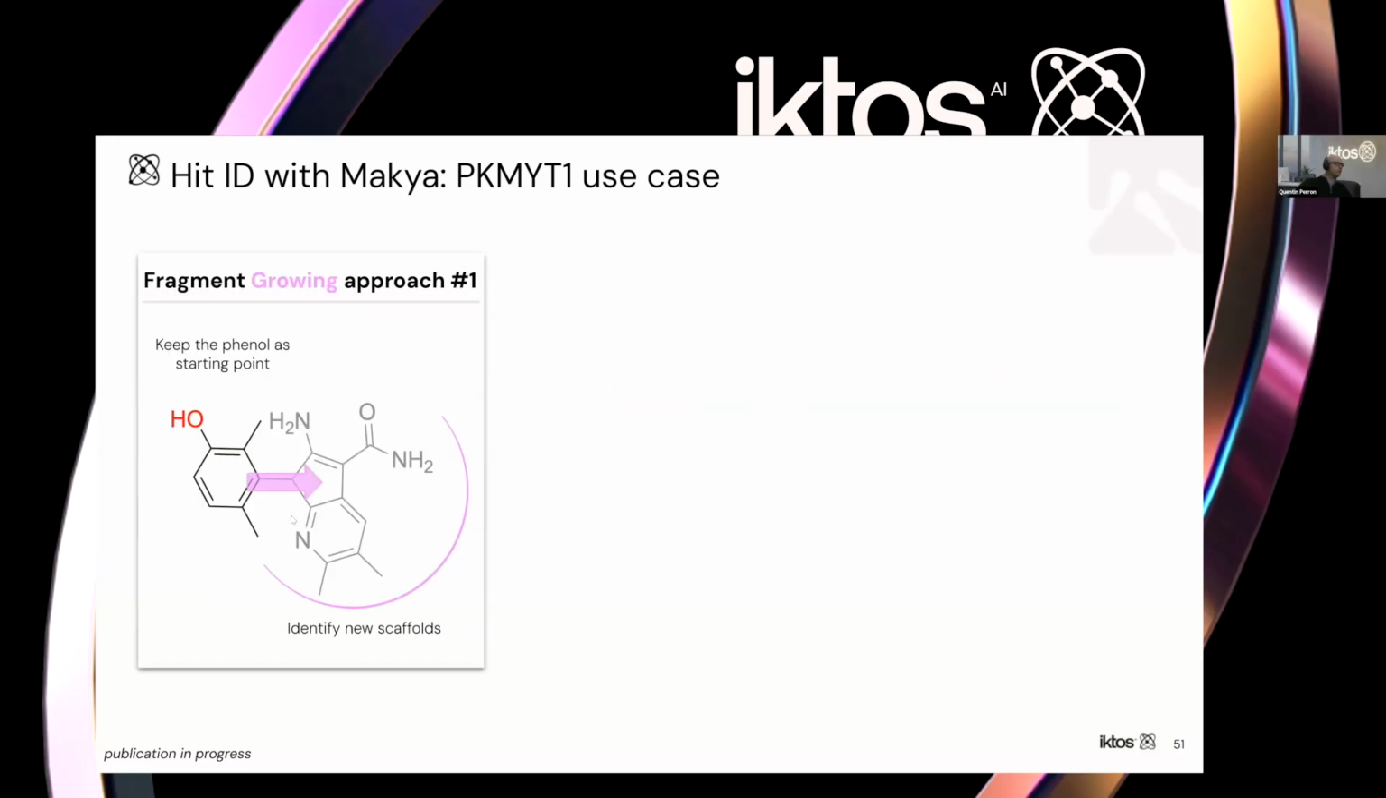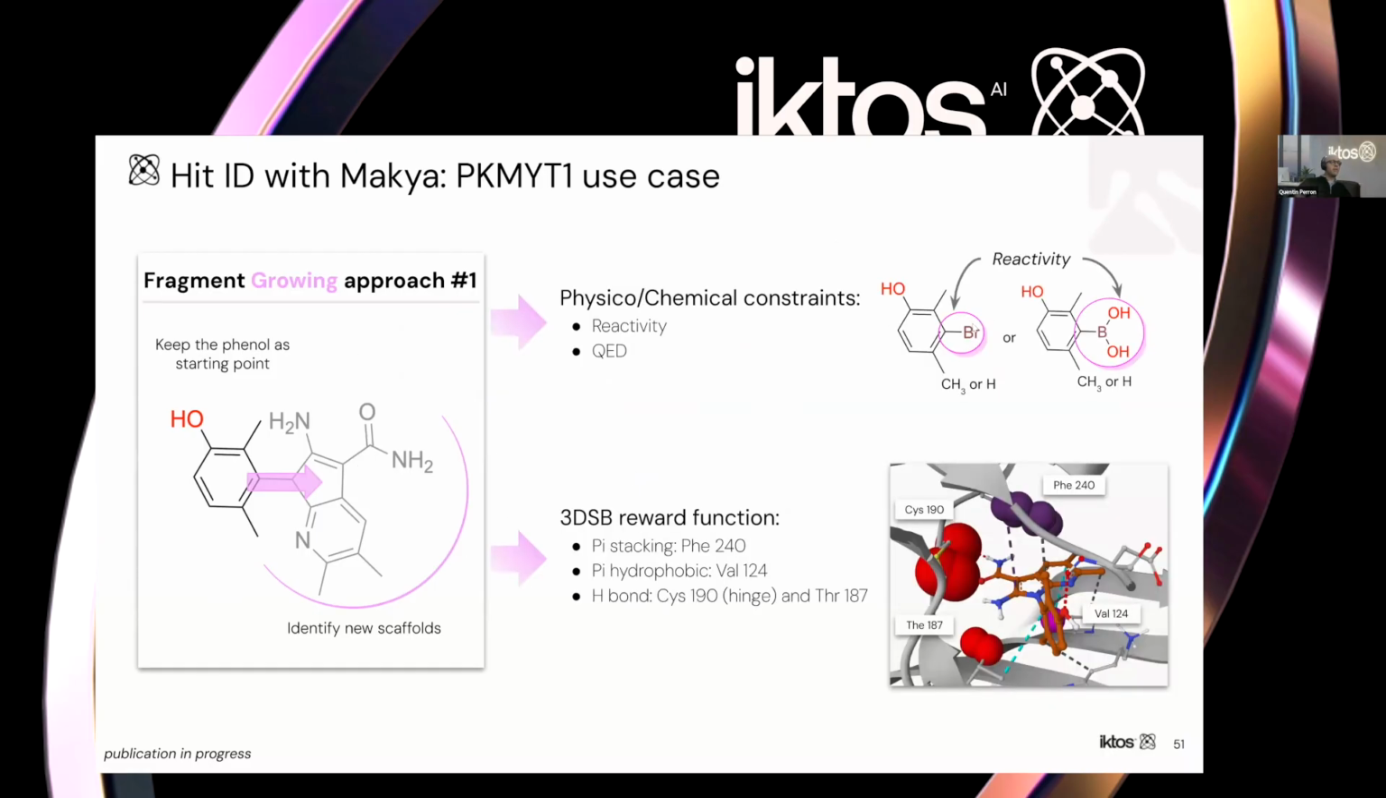And we asked Machia to do so. On the left-hand side, we keep the phenol, and we ask it to generate something new on the right-hand side, starting from the bromo derivatives or the boronic acid. Then inside Machia, you can, as I said, define what you're looking for. Here we wanted to make the hinge binding interaction. We wanted to do a pi stacking here with the scaffold, and we wanted as well to place this phenol moiety into this sub-pocket here.